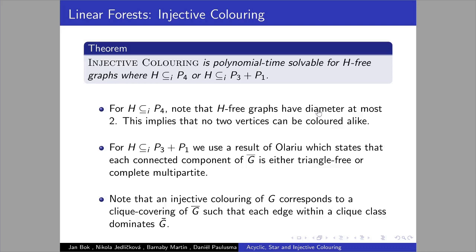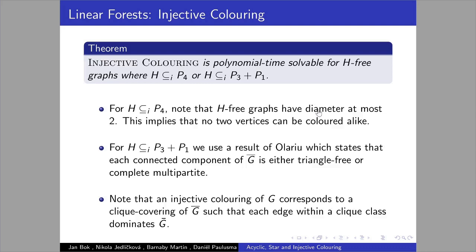And then injective coloring. This is polynomial time solvable for H-free graphs where H is an induced subgraph of P4, or P3 plus P1. So for the P4-free case, we just note that a P4-free graph has diameter 2, and since injective coloring is equivalent to distance-2 coloring, this means that no two vertices can be colored alike. So we need n colors in any injective coloring.